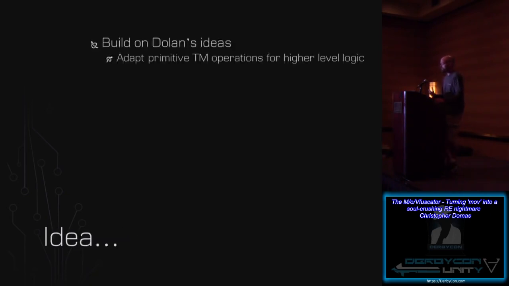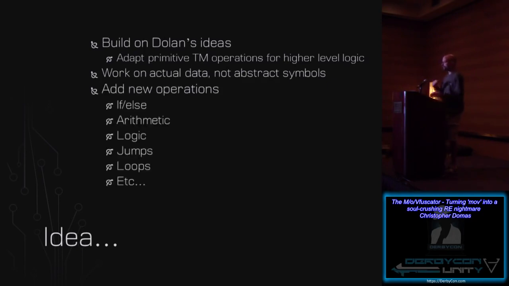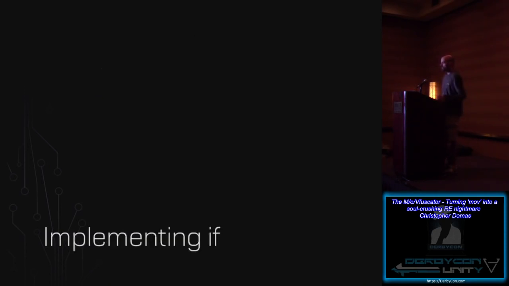But I thought if I could build on his ideas and adapt these primitive Turing machine operations for some higher level logic, if I could change his design so that it worked on actual data instead of abstract symbols, and if I added all these new operations like if-else, arithmetic logic, jumps, loops, and everything else our program needs, then maybe I could get this thing a little bit closer to something that we could actually use in practice. So the first thing I started with was how would I implement an if statement using only move instructions?